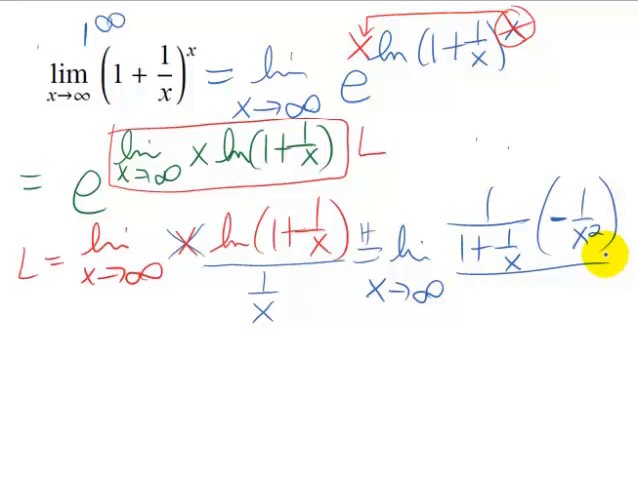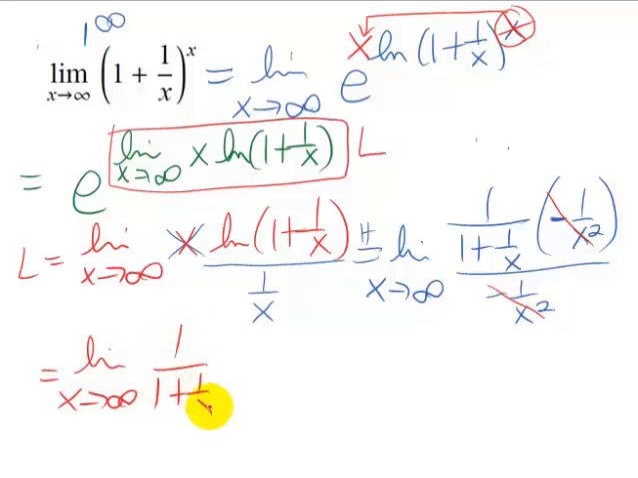Now we need to also find the derivative of the denominator. That happens to be 1 over x, so that's also negative 1 over x squared. Well, that's good. So these will cancel. And now we have the limit as x approaches infinity of 1 over 1 plus 1 over x. And we see that that's going to be 1 because this fraction is going to go to 0. Well, we just found L. So the limit of our original thing is going to be e to the L, or e to the 1.